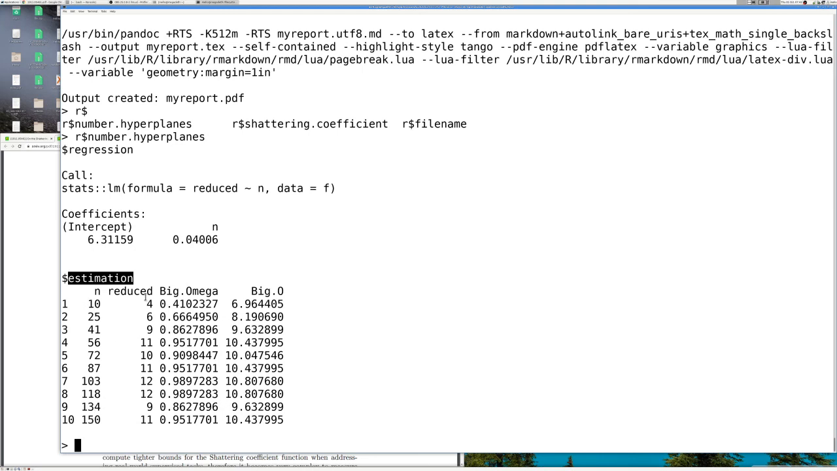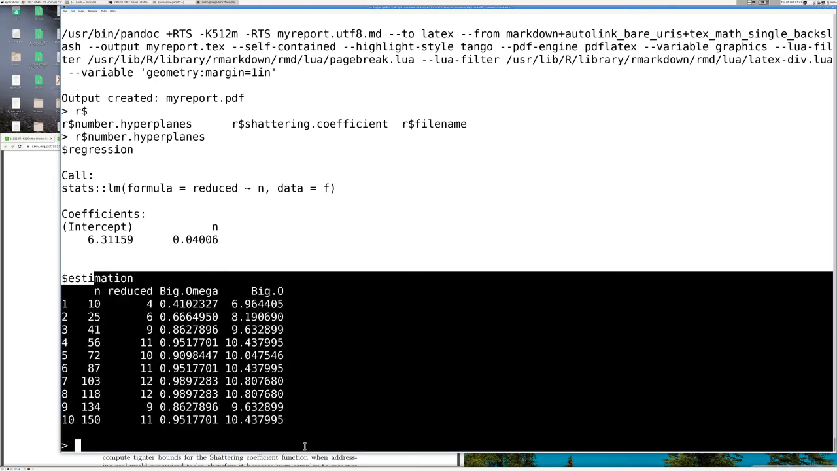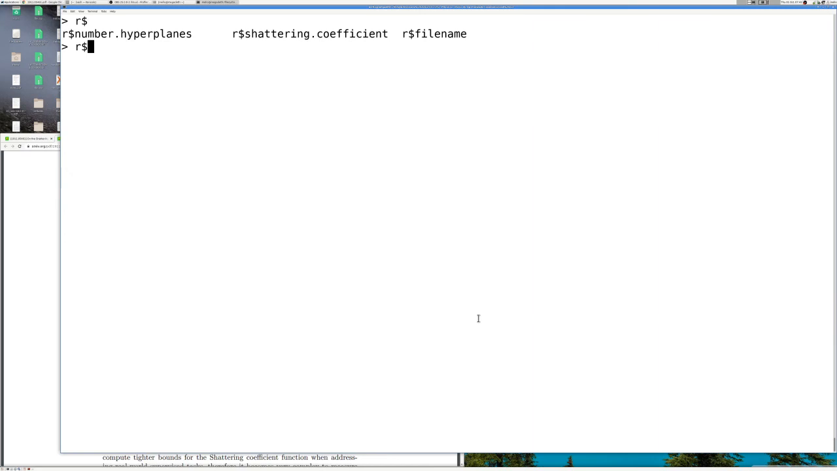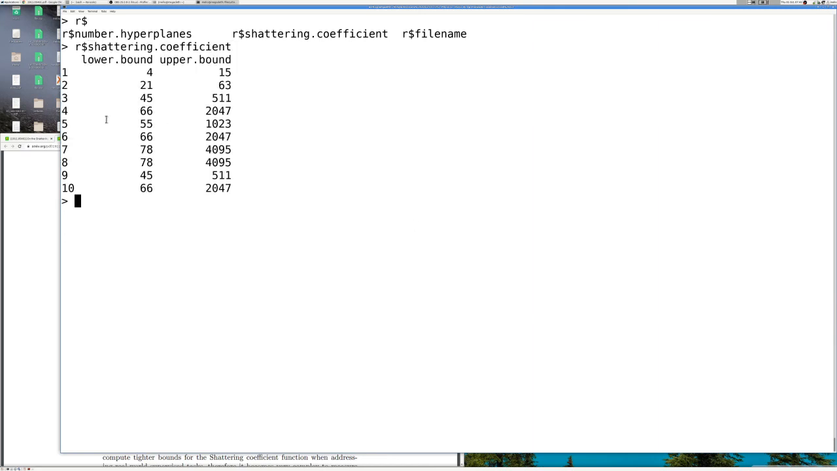This is the number of reduced regions or homogeneous regions, and this is the lower bound for the number of hyperplanes and the upper bound for the number of hyperplanes according to Harpeld and Jones. Another important parameter, the Shattering coefficient. This is based on Harpeld and Jones, the lower bound for the Shattering coefficient and the upper bound. Of course, a numerical result, not the theoretical result.